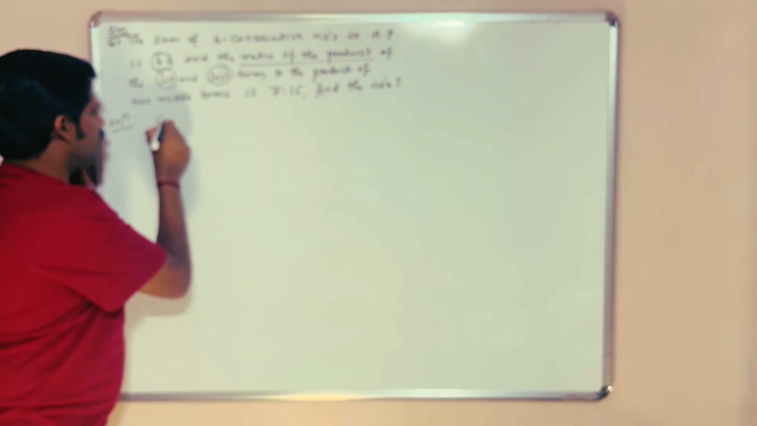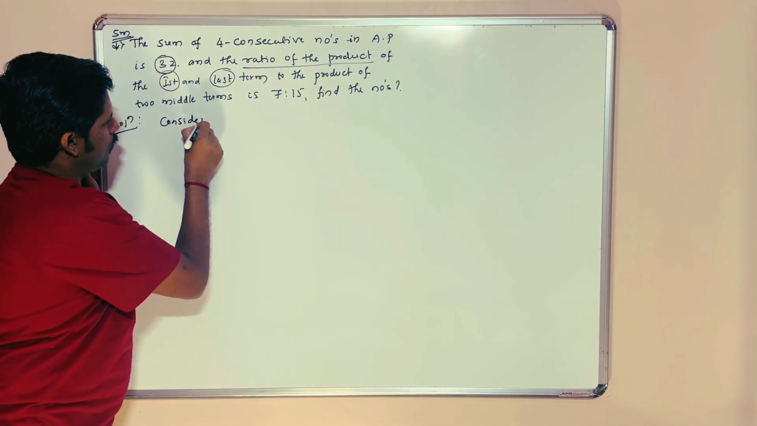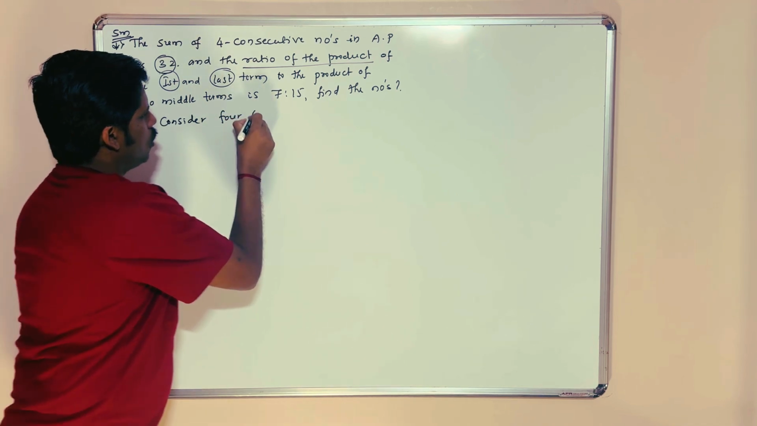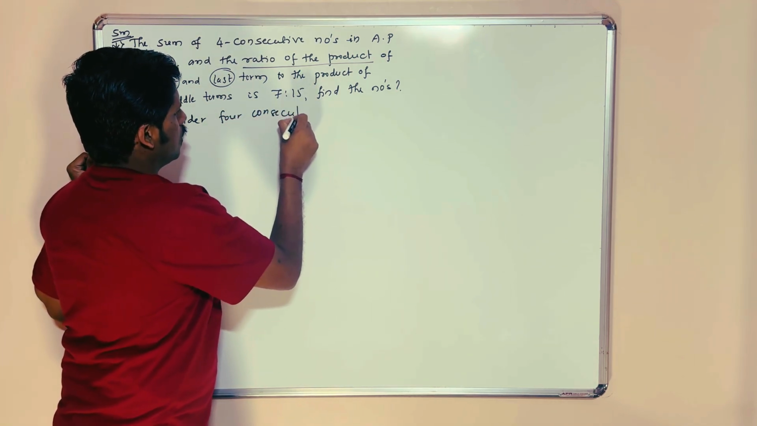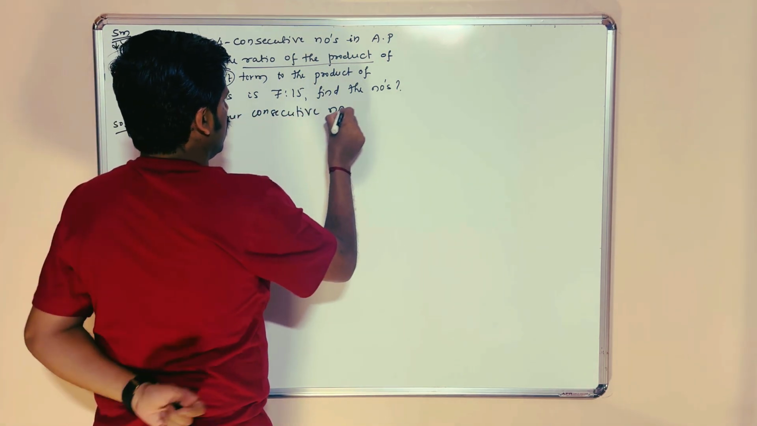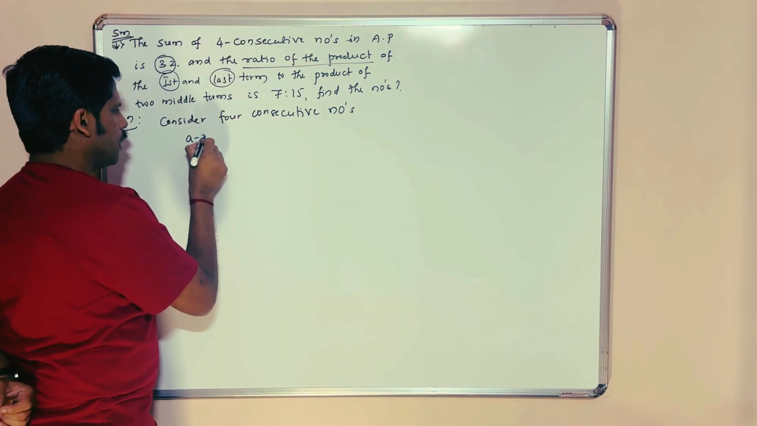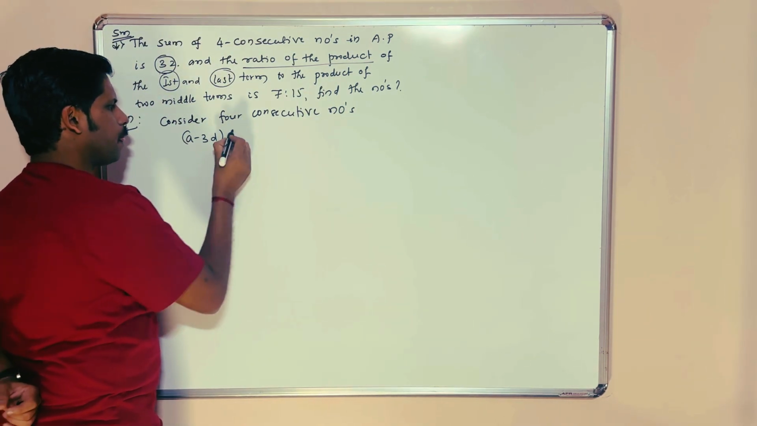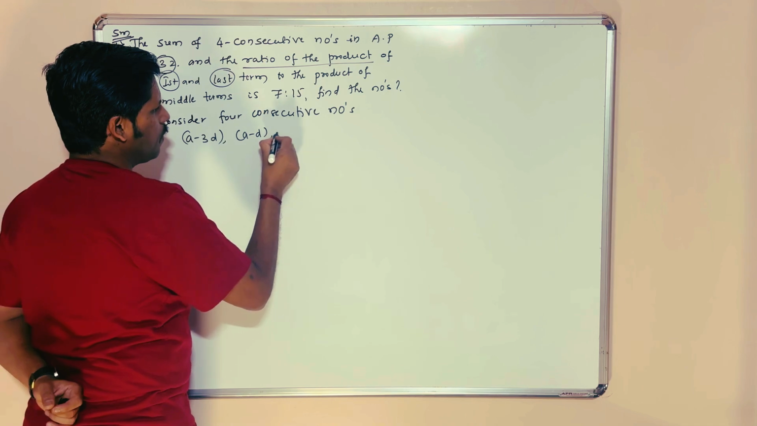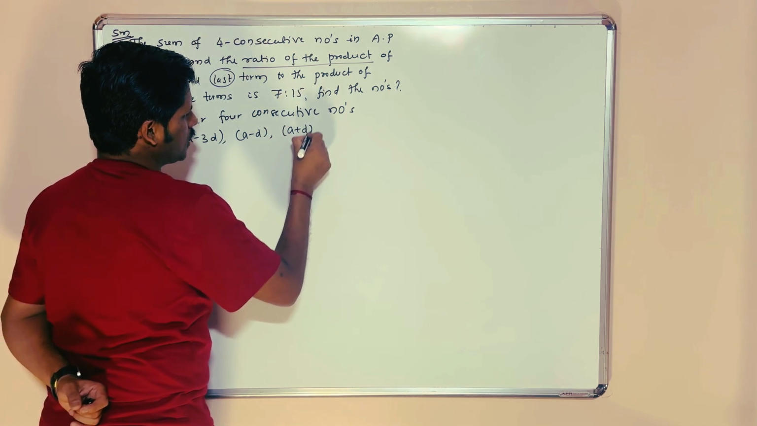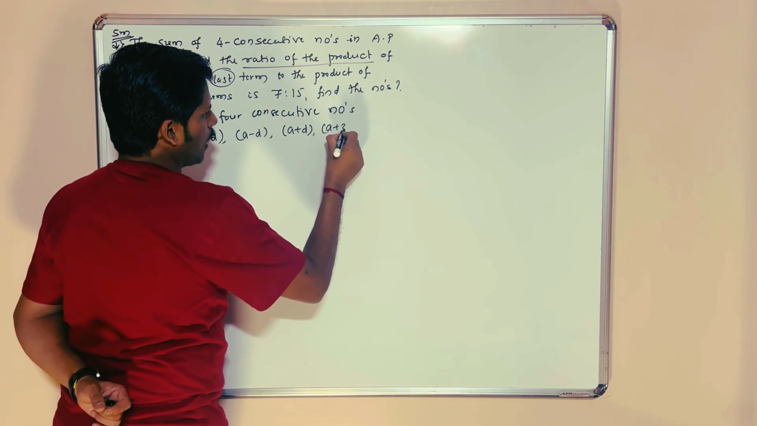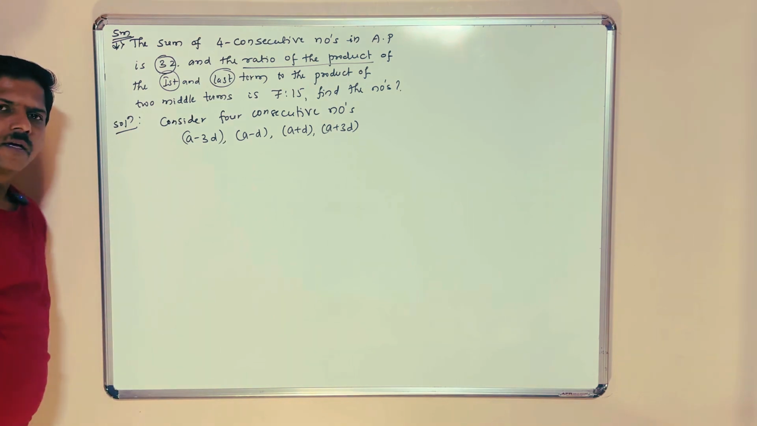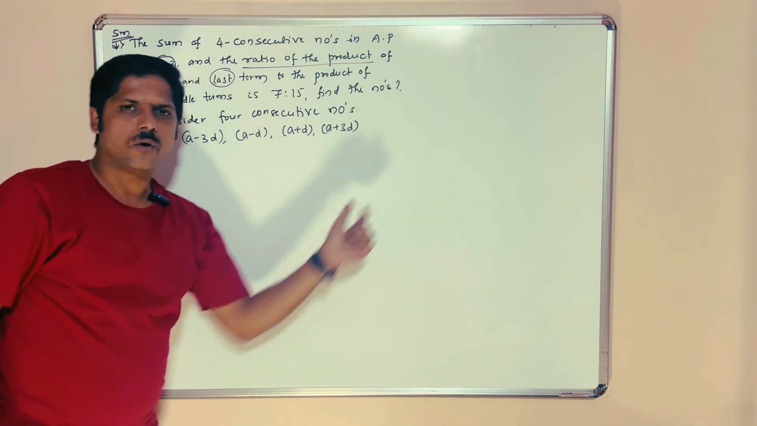So here consider 4 consecutive numbers: A minus 3D, A minus D, A plus D, and A plus 3D. These are 4 consecutive numbers.